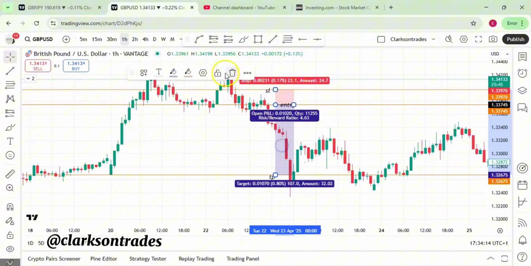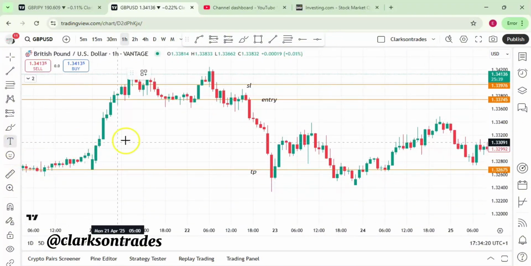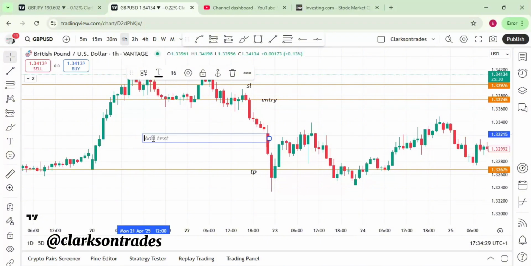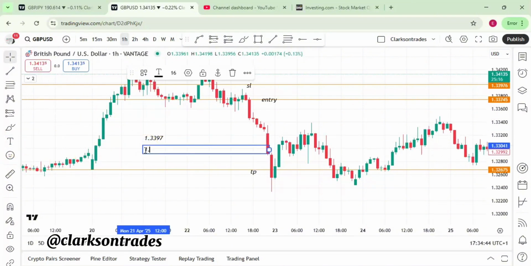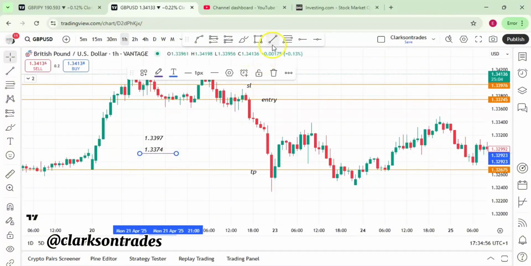Or if you don't use this method, you can as well use the subtraction method I just taught you. So what we do now is, let's first of all calculate the number of pip from our entry price to our stop loss. Let's start by taking our stop loss price, which is 1.3397. Let's speak about the pipette, and the price of our entry is 1.3374. Okay, let's just do simple subtraction.